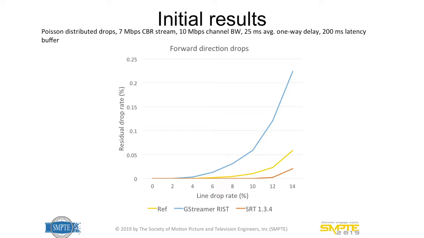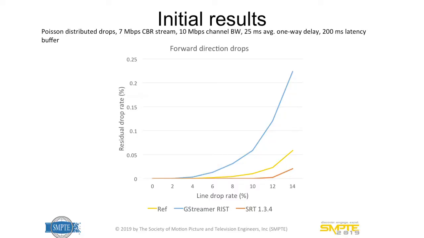That is the missing packets in the final content stream divided by the total number of packets in the content stream. And I should also say that we sampled at increments of 2% line drop rates, and these are all averages of 4 runs of 15 minutes each. For this chart, this is drops in the forward direction only. This is 7 megabits content in a 10 megabits channel, and a latency buffer of 4 times RTT.